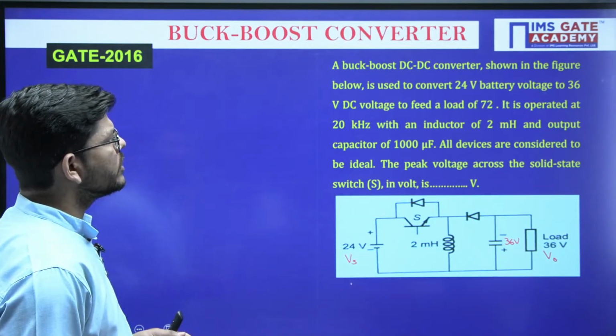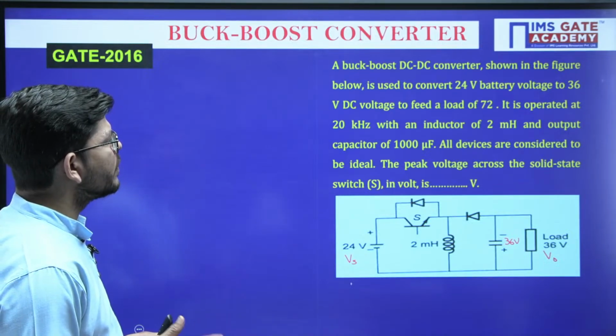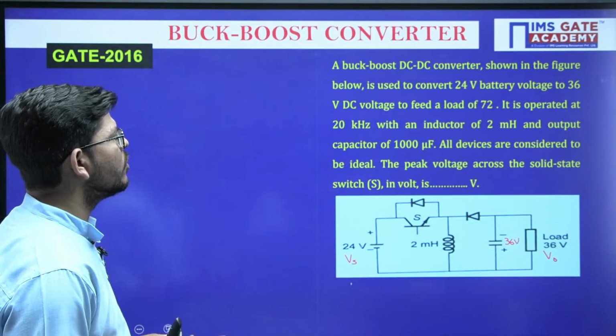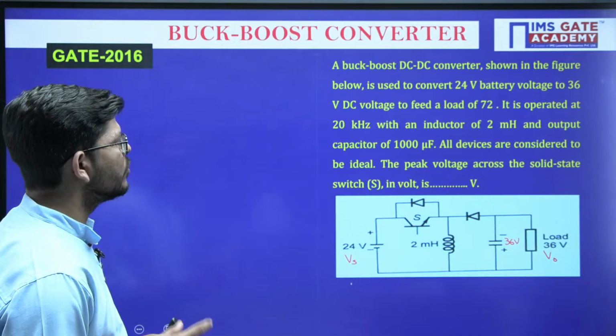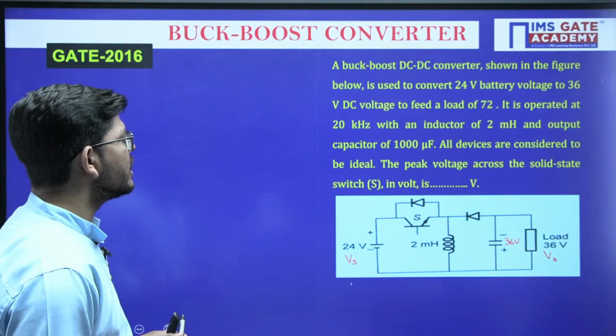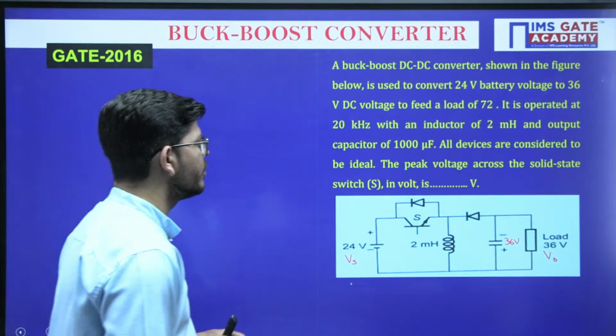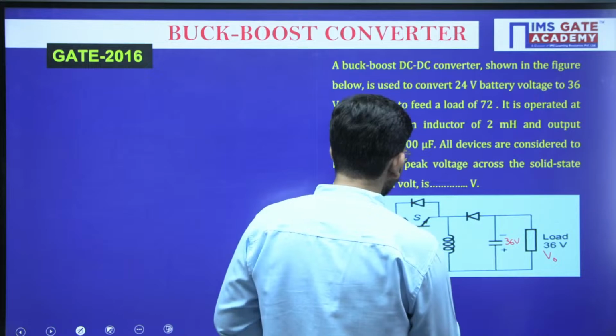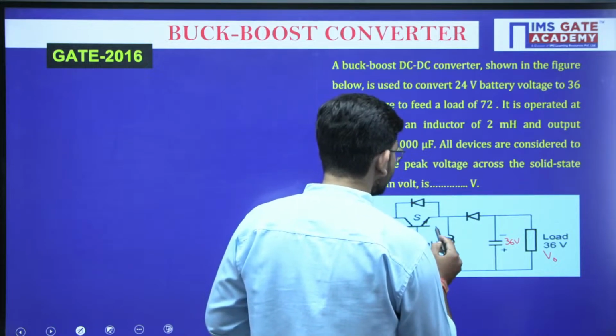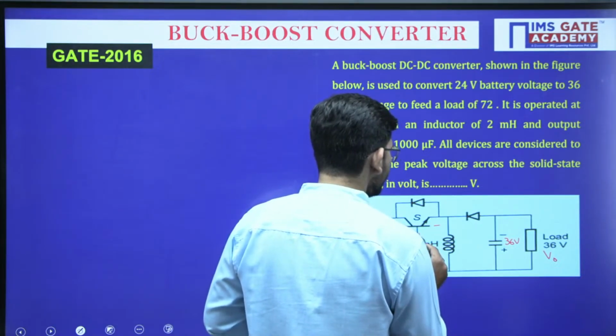To feed a load of 72 ohm, it is operated at 20 kilohertz with an inductor of 2 millihenry and output capacitor of 1000 microfarad. All devices are considered to be ideal. The peak voltage across the solid state switch will be? So what will be the peak voltage across the switch? Let me call this switch voltage VSW.